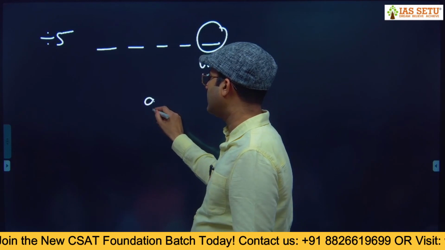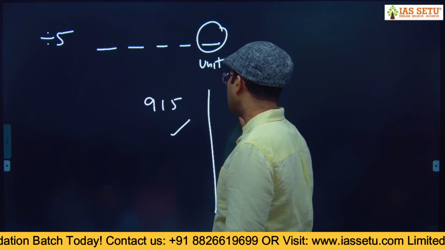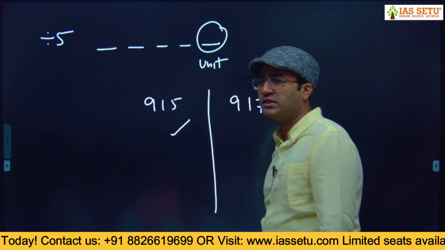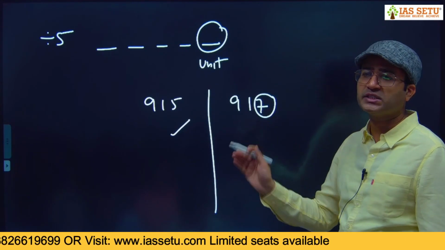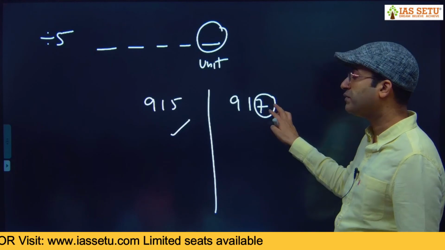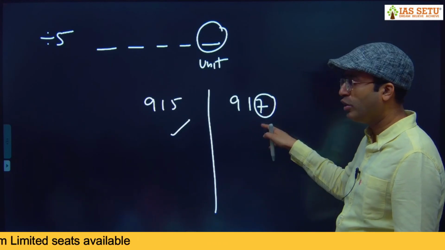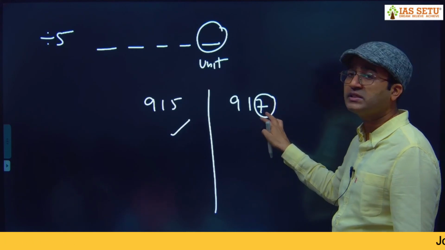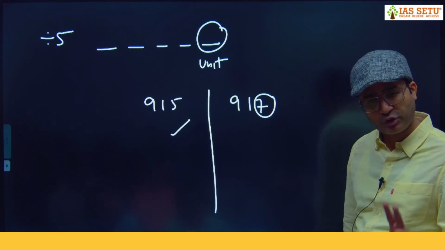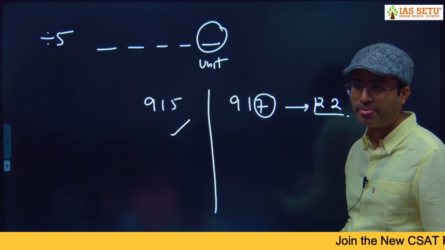Like here 915. Is it divisible by 5? Yes. 917. Is it divisible by 5? No. So here this unit place digit is sufficient. And if this 7 is not divisible, we need the remainder. Here also the unit digit itself is sufficient to tell you the remainder. Tell me, this 7 divided by 5, what is the remainder? 2. So it means this complete number gives you remainder 2.